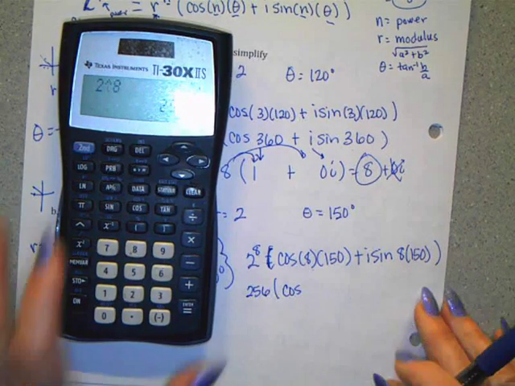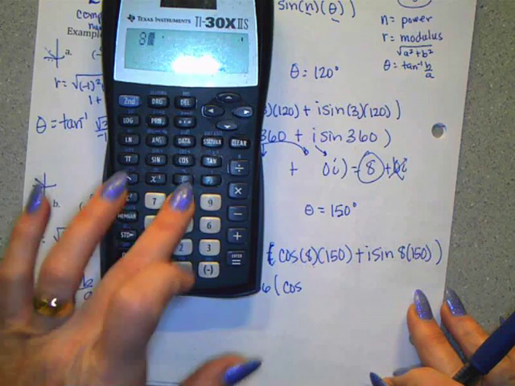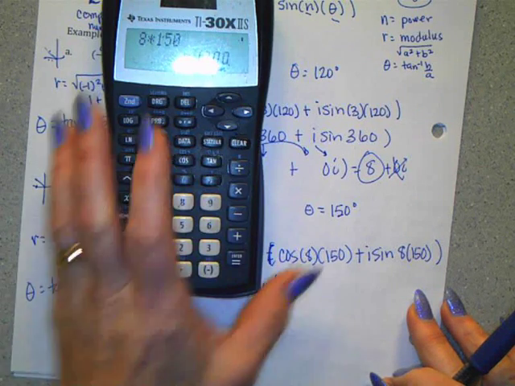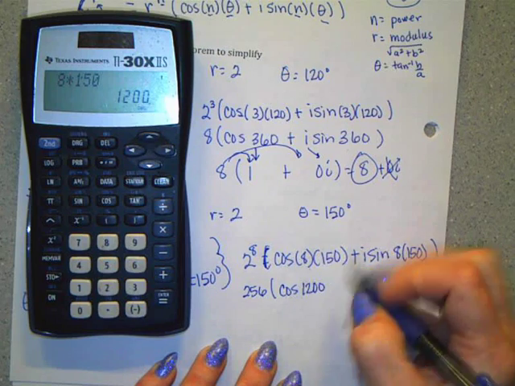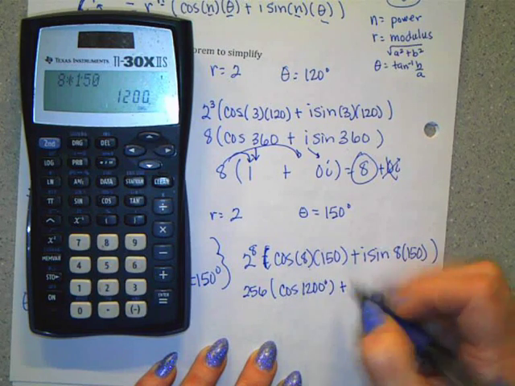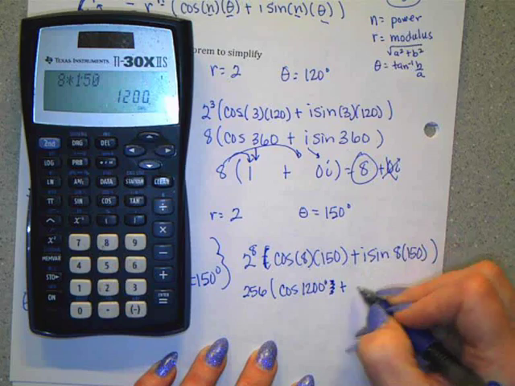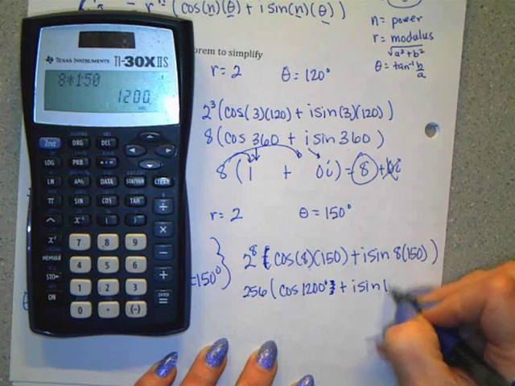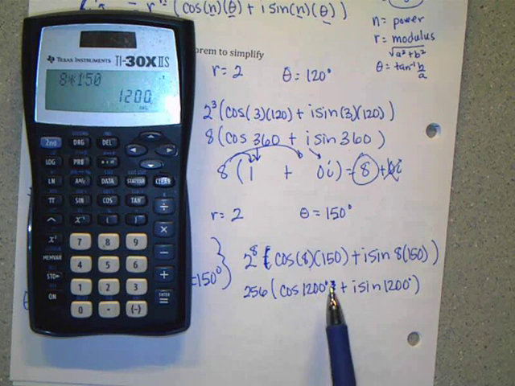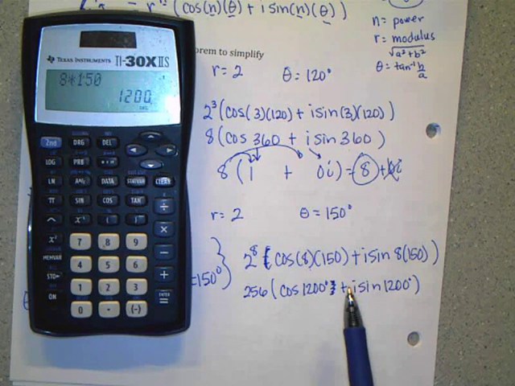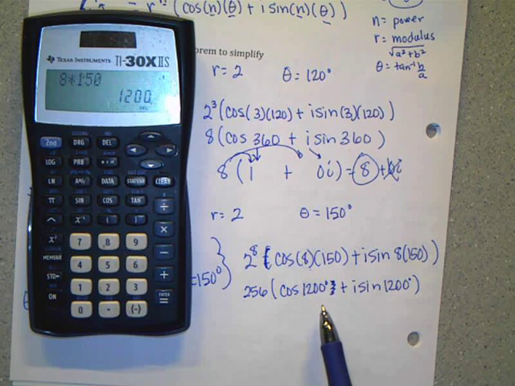And then I need to multiply this. Let's see, 8 times 150 is going to be a lot more than 360 degrees. In fact, it's 1200 degrees. We'll come back to what that means in just a minute. Oops, I don't need that parenthesis, sorry. i sine of 1200 degrees. I was thinking I was at the end, and I was not. Well, I can't do cosine of 1200. I need it to be 360 or less in order to find its exact value.